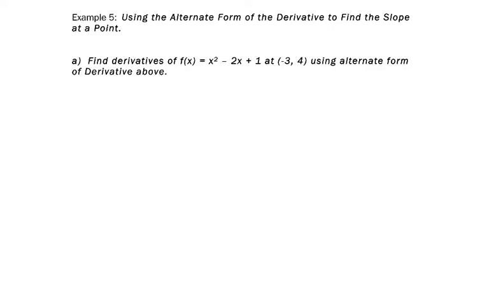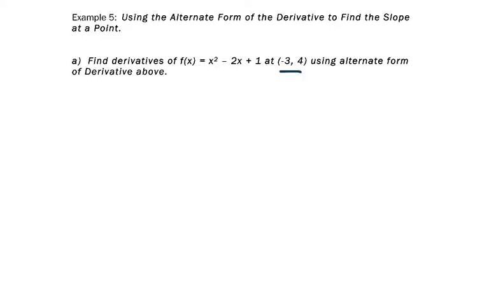Alright, so this example is for us to use the alternate form of derivative to find the slope at a given point. In this case, the point that we looked at is (-3, 4). The alternate form is a way for you to find the slope. Instead of having a general equation, we end up with a value. So what we're trying to do is find the slope when x is negative 3.